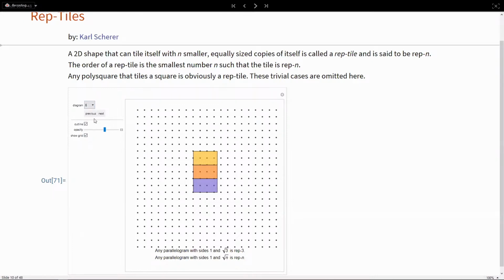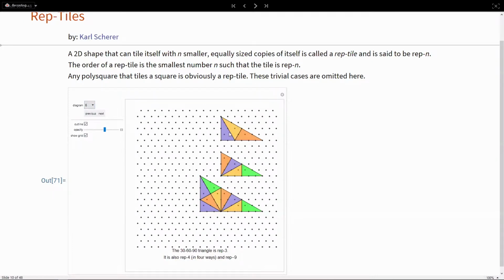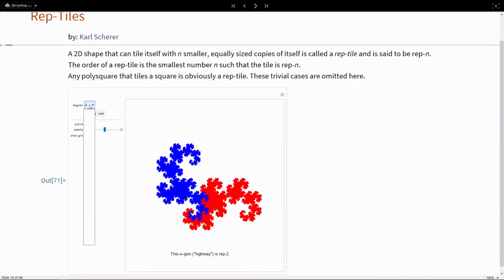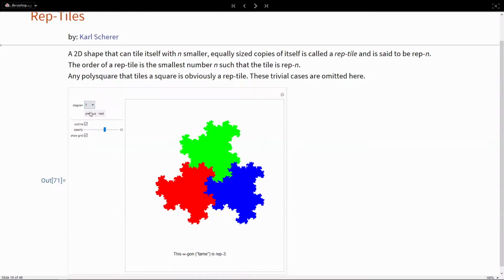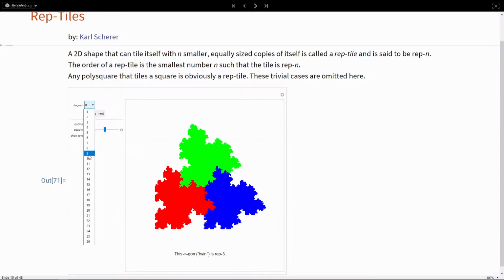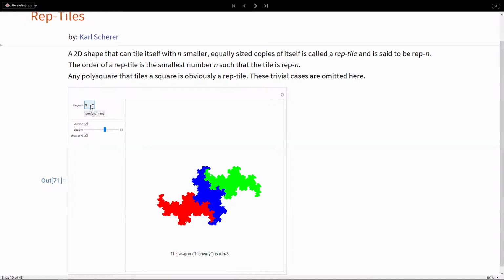So these are different reptiles. The 30, 60, 90 triangle happens to be one. And we'll be seeing quite a few of these fractal shapes which can make copies of themselves. Here's one of the different dragons here.